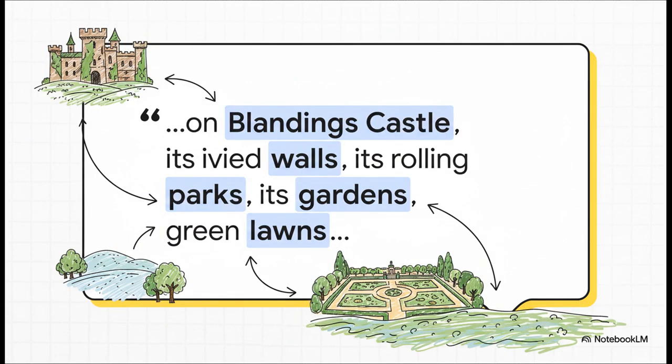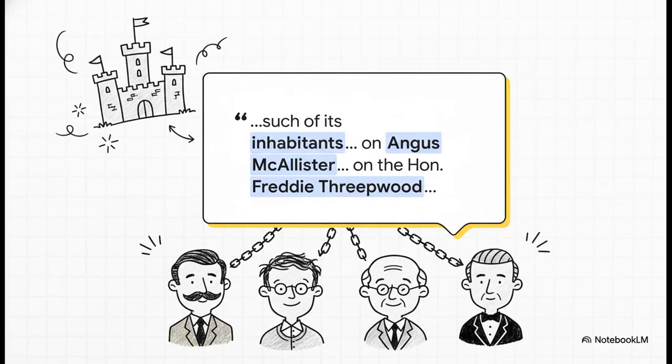Well, Wodehouse builds another powerful similarity chain, but this one is all about place. We get Blandings Castle, then walls, parks, gardens, lawns. This chain really grounds us in the physical location. It's painting a very detailed picture of the setting for us. And of course, there are people in this scene. So we get a third chain, another similarity chain that introduces the inhabitants. We start with that general term, and then we get specific examples. McAllister, Threepwood, Lord Emsworth, and Beach. This is a classic example of that co-specification we talked about earlier.